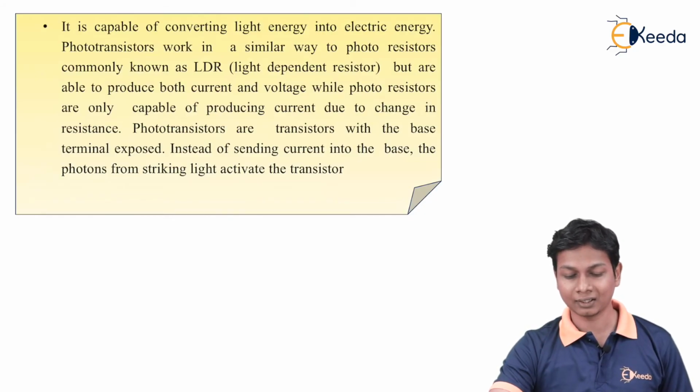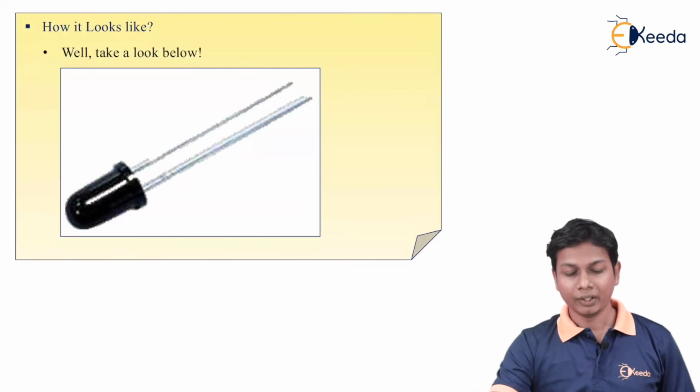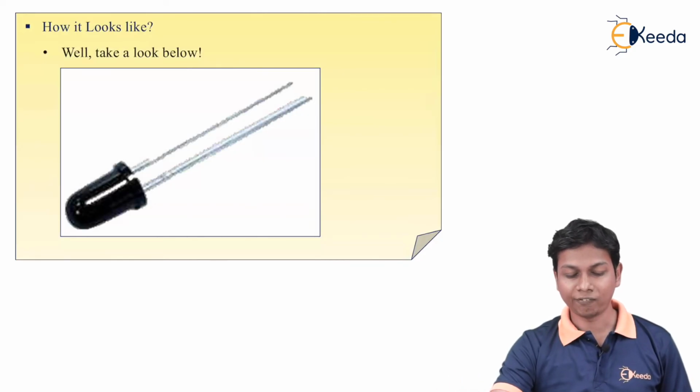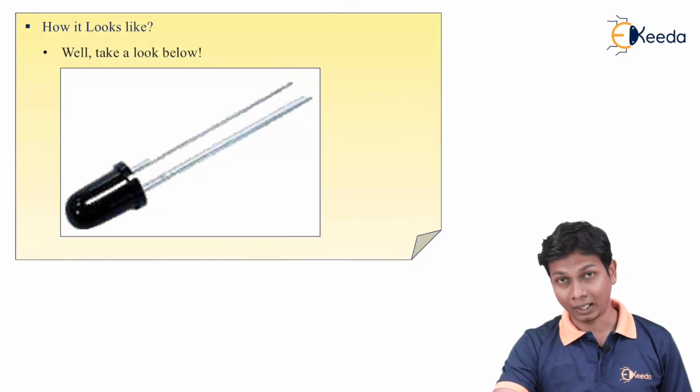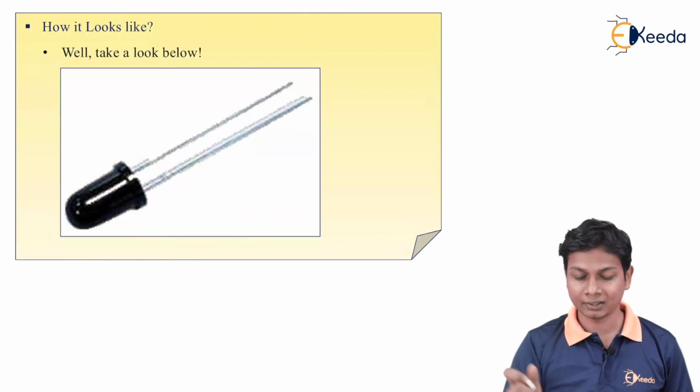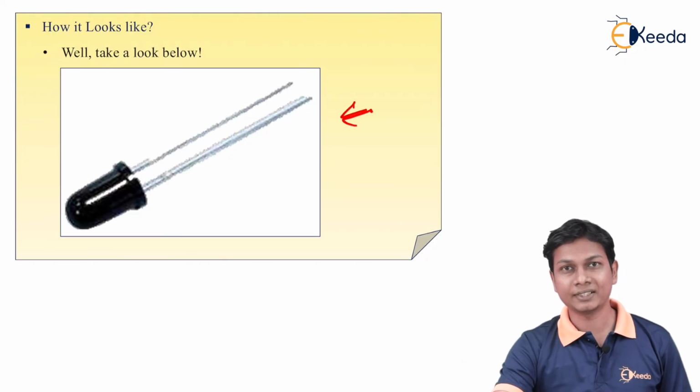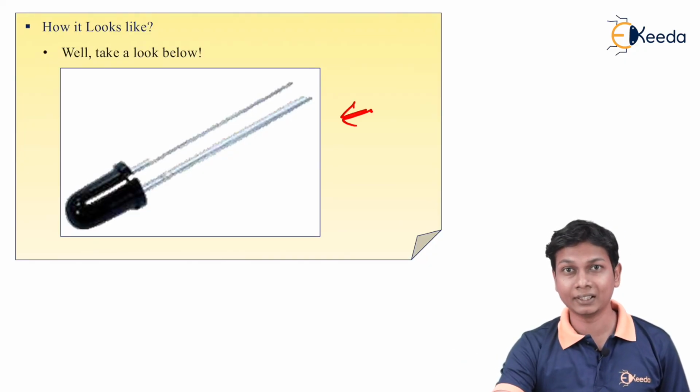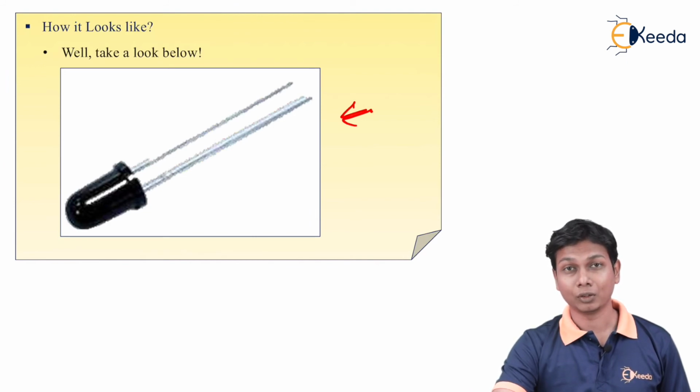Now in a phototransistor, the transistor has its base terminal exposed, and instead of sending current into the base, the photons from the striking light activate the transistor. Now here is how a phototransistor looks. See here, it almost looks like an LED, or like an LDR, but it is a phototransistor sensor where our electrical signal is not only voltage but also a current signal.